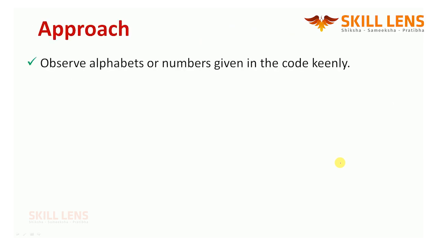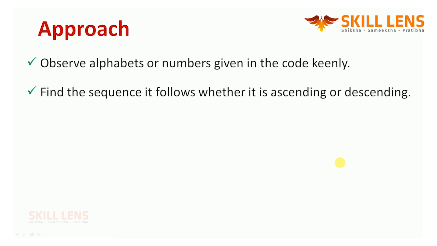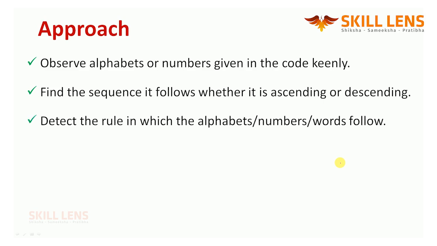There are various points you need to understand. Observe the alphabets or the numbers given in the code keenly. You need to understand what alphabets are given, and the other point is you need to find the sequence it follows, whether it is ascending or descending order. You need to understand whether the alphabets or numbers are going in ascending or descending order. This will definitely increase your logical skills a lot. And you need to detect the rule which the alphabets, numbers or words follow.